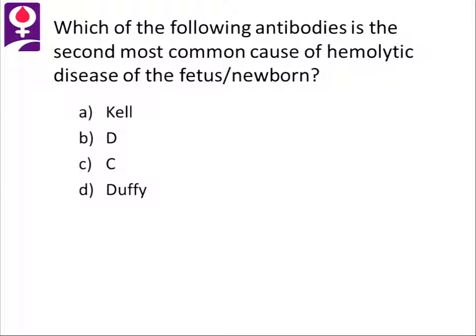So a couple of questions first, right up front, see if you can get some of these right. This is the first question. Which of the following antibodies is the second most leading cause of hemolytic disease of the fetus and newborn? A would be KEL, B would be D, C would be C disease, and D would be Duffy.